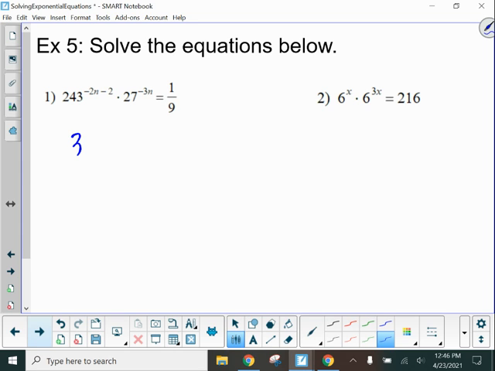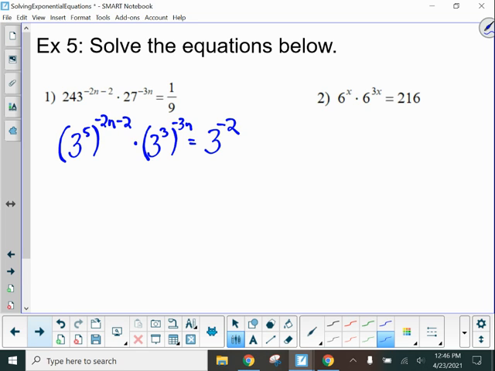Well, 243 is 3 to the 5th power. 27 is 3 to the 3rd power. 1/9, well, 9 is 3 to the 2nd power, and to flip it so that it's not in a fraction anymore, that's going to be 3 to the negative 2nd power.